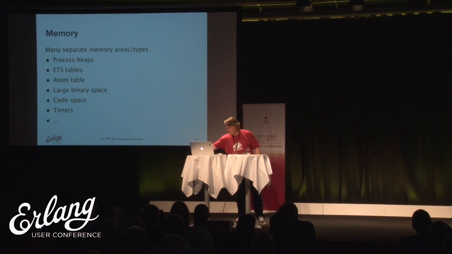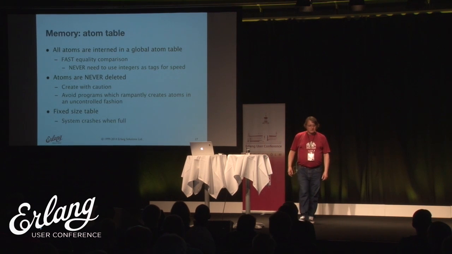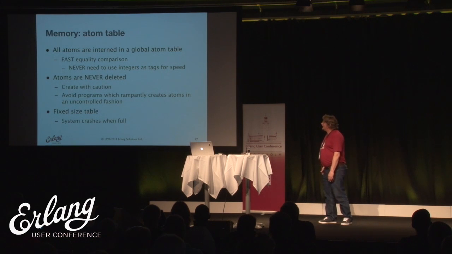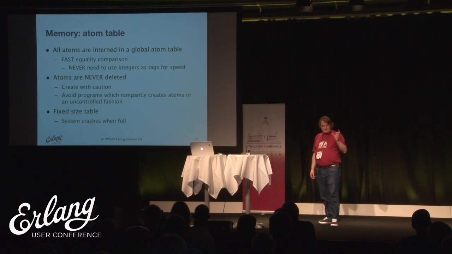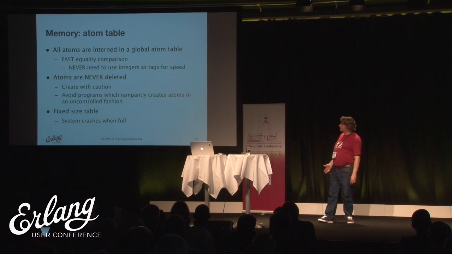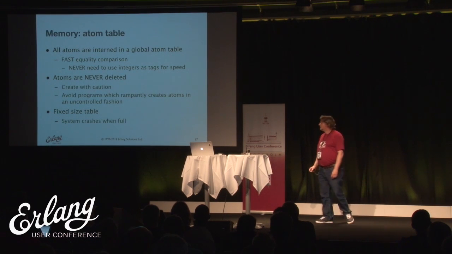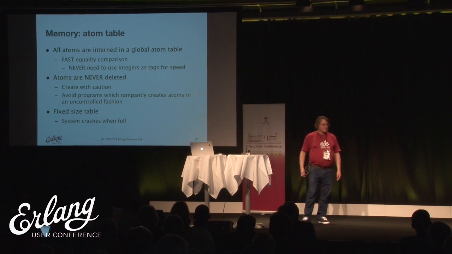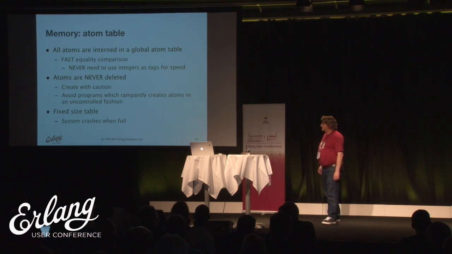The easiest one is the atom table. All atoms in the system are interned in a global table. There's one big global atom table, which is very nice. If I've got an atom foo in one part of the program, it's the same atom foo in another part of the program, which means all atom comparison is very fast. I'm literally just comparing an index into the table. So you never need to use integers as tags. You can quite happily use atoms as tags and make the code readable and make it fast.